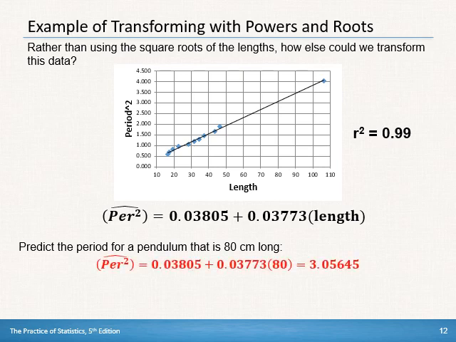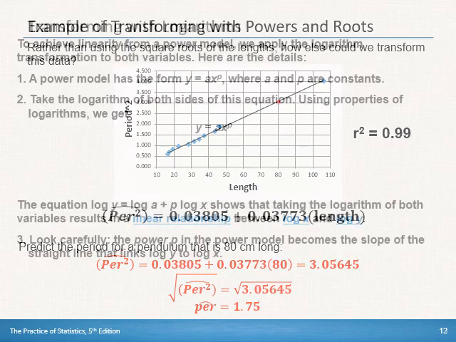And so this time it looks like we get 3.05645. So wait a minute, before we got 1.75, what's going on? Well, this is not the period. Remember, we are predicting the period squared. So in order to get the period, we would simply take the square root of both sides of that. And sure enough, that takes us back to 1.75. And we see that in our graph.